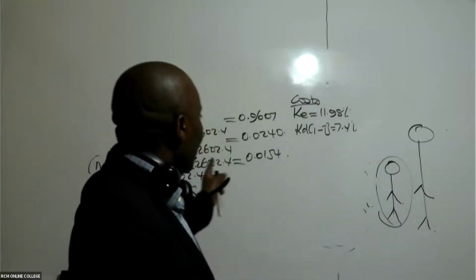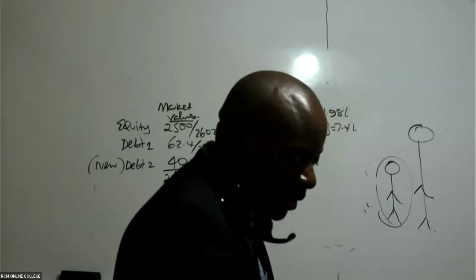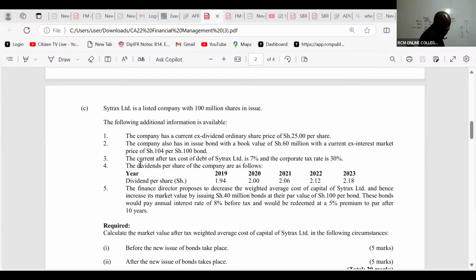KD for the old debt. For the old debt, this one was given in the question. It's here. The current after tax cost of debt is 7%. And remember, this is after tax, cost after tax.